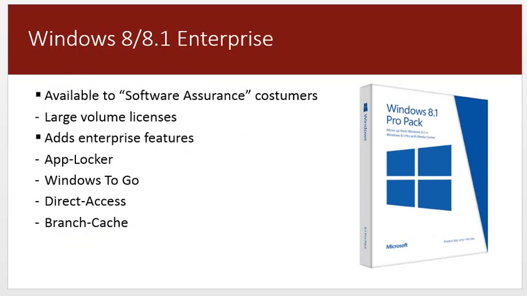Windows 8 and 8.1 Enterprise was only available to software assurance customers, that means large volume licenses. It also adds enterprise features such as AppLocker, Windows To Go, which lets you boot through a USB drive, DirectAccess and BranchCache.